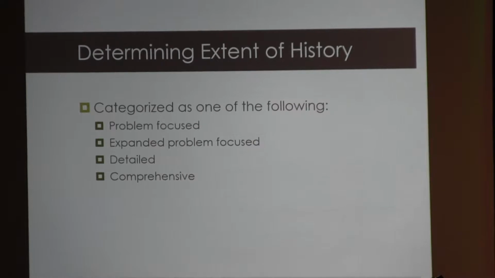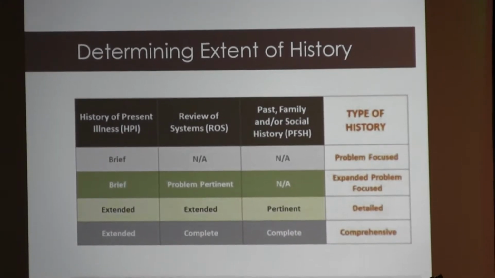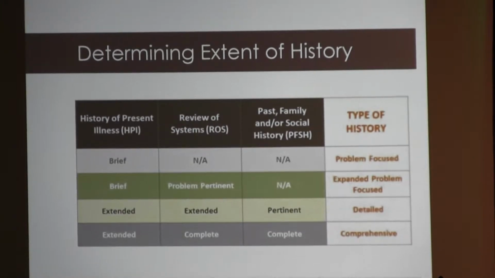Determining the extent of the history, it's categorized in 4 different sections: problem-focused, expanded problem-focused, detailed, and comprehensive. So if your HPI is pretty brief, you don't have a review of systems, you don't document the past medical history, past social history, past family history, most likely it's a problem-focused history, and that will be equivalent to a low code, 201 or 211.